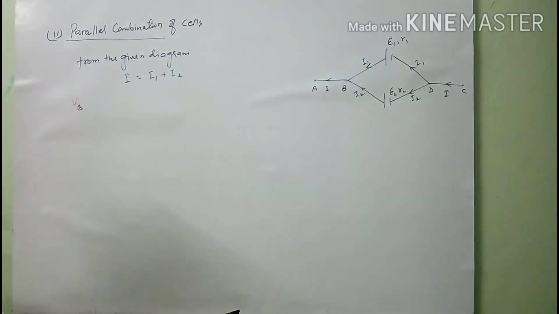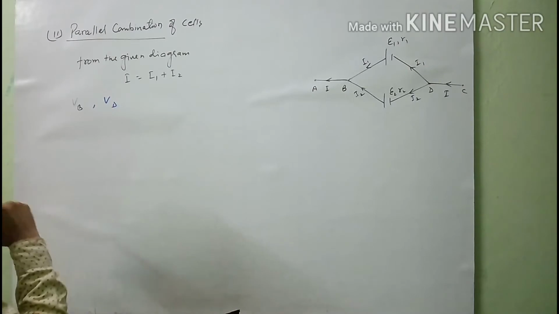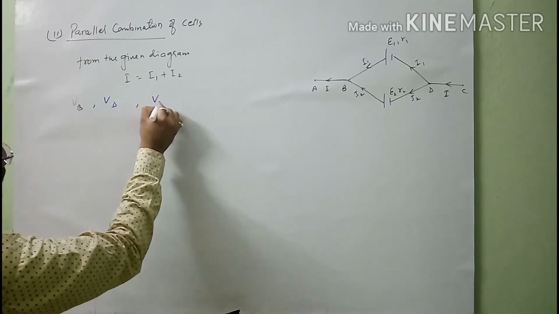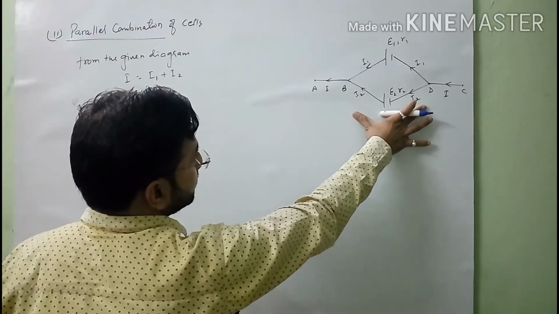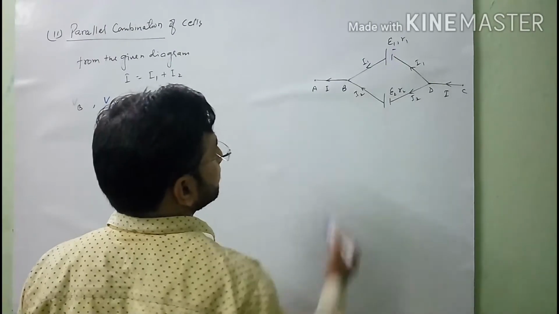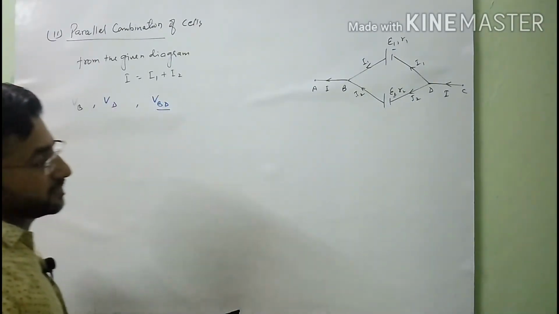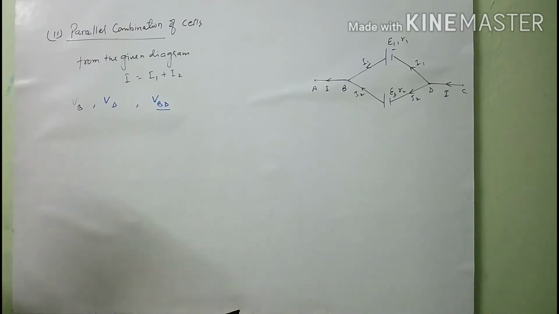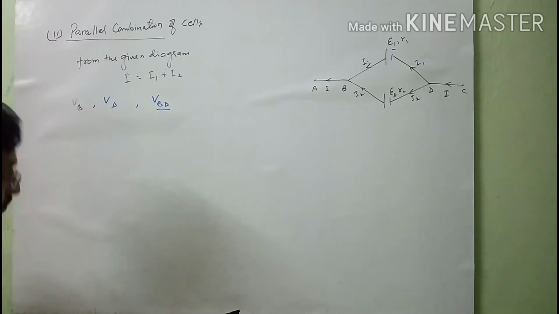Clear? Suppose the electric potential at point B is VB and the electric potential at point D is VD, and when we talk here about the electric potential difference between B and D, VBD, the electric potential difference between these two points is the same for the EMF of cell epsilon 1 and the EMF of cell epsilon 2 in case of parallel combination. Clear, student? So this electric potential is the same for both.